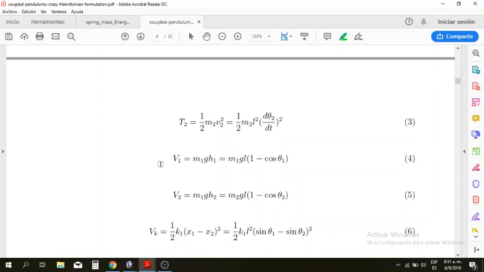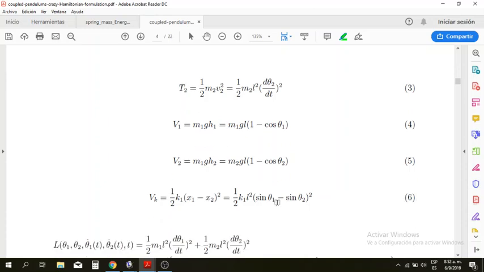The potential energy of the first pendulum will be the mass m1 times the acceleration of gravity times l times 1 minus cosine of θ1. Again, the potential energy of the second pendulum will be the same, with m2 instead of m1 and θ2 instead of θ1. And the potential energy of the spring will be 1 divided by 2 times the spring constant times l squared times sine of θ1 minus sine of θ2, squared.